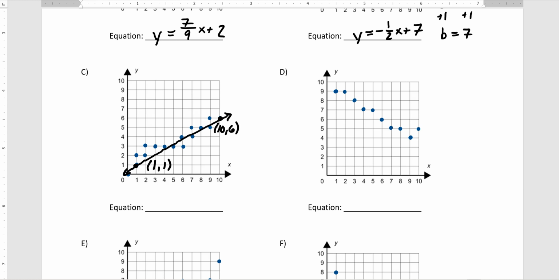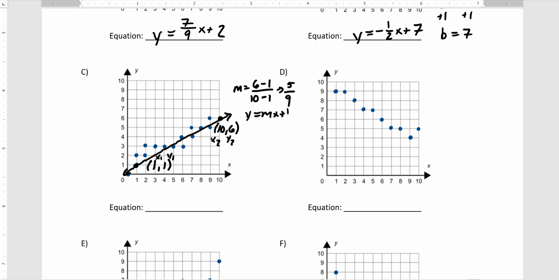And let's do this here. So we'll say this is x1, y1, and x2, y2. So we'll say y2, 6, minus y1, 1, over x2, 10, minus x1, 1. 6 minus 1 is 5. 10 minus 1 is 9. So a slope of 5/9. Woof. All right. Now I'll use y equals mx plus b.